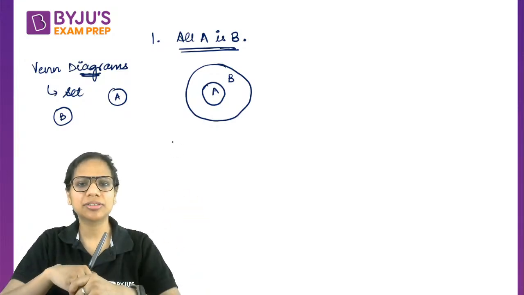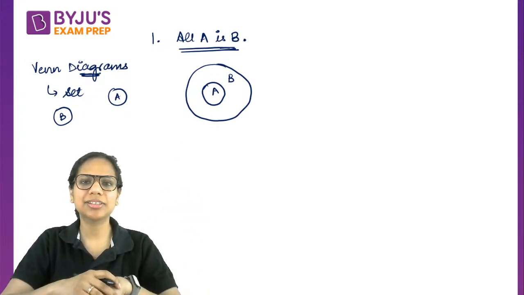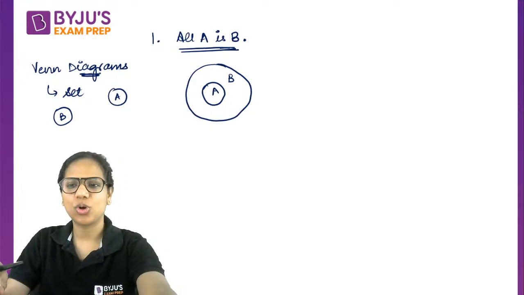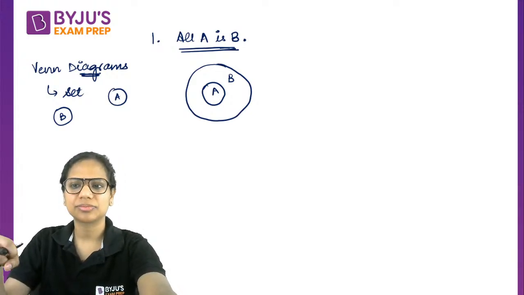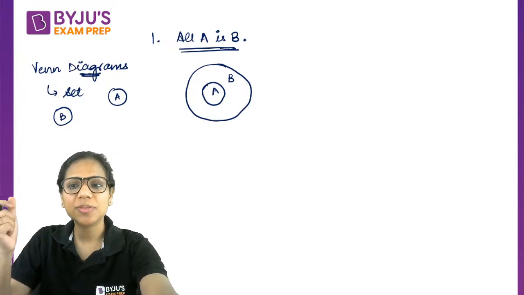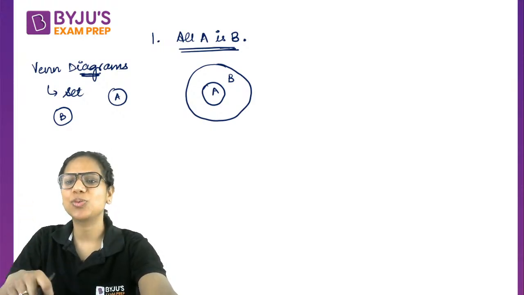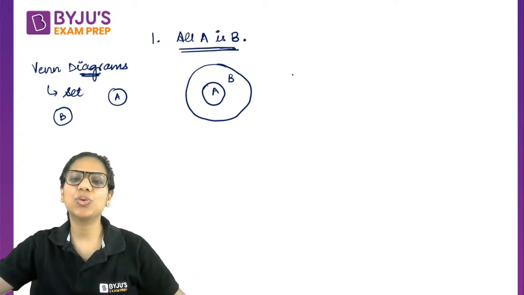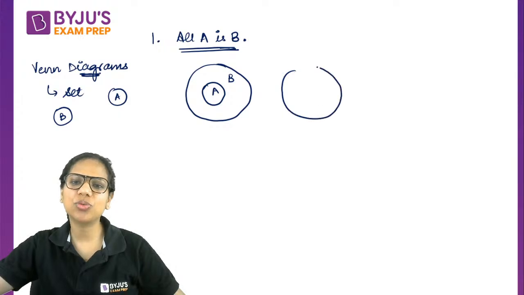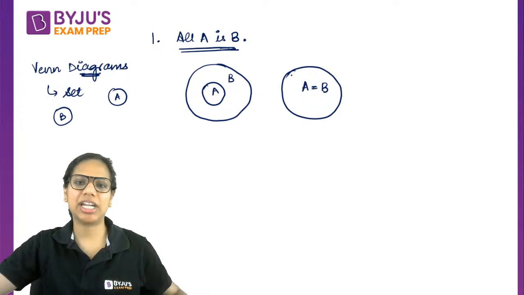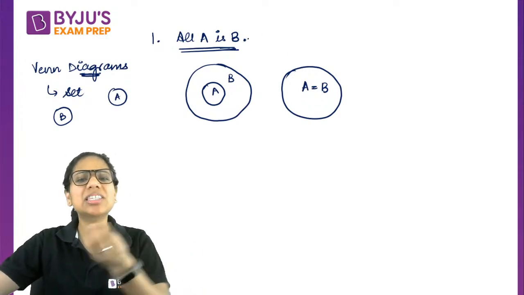Presenting this statement, all A is B. Or is there some other way? Okay, very good. Rishabh said A is equal to B. Ayush said A is equal to B. Very good. Yes, A is equal to B is also one of the ways in which I can present this on a Venn diagram. See, it's a very simple thing, no?